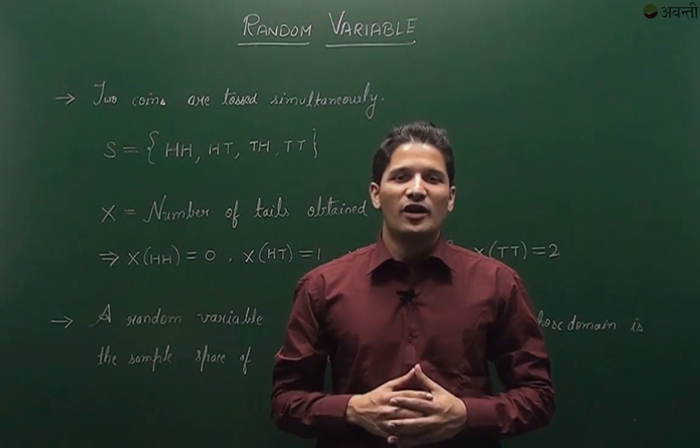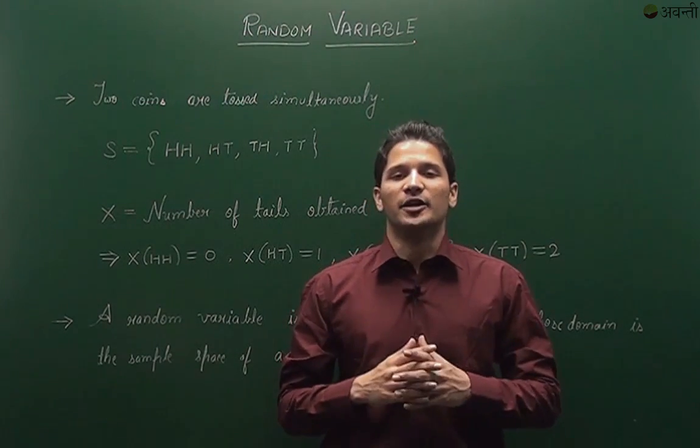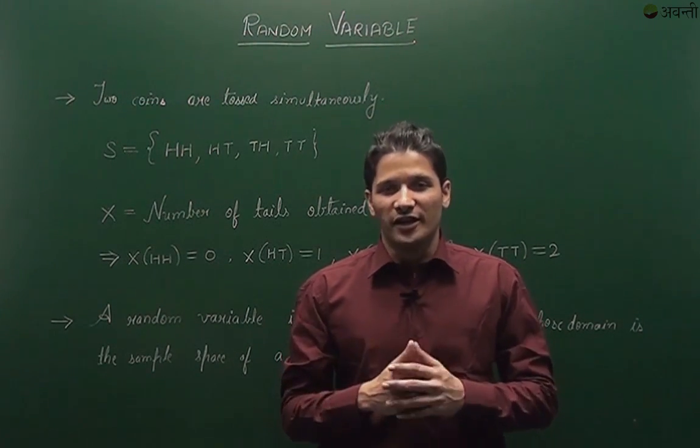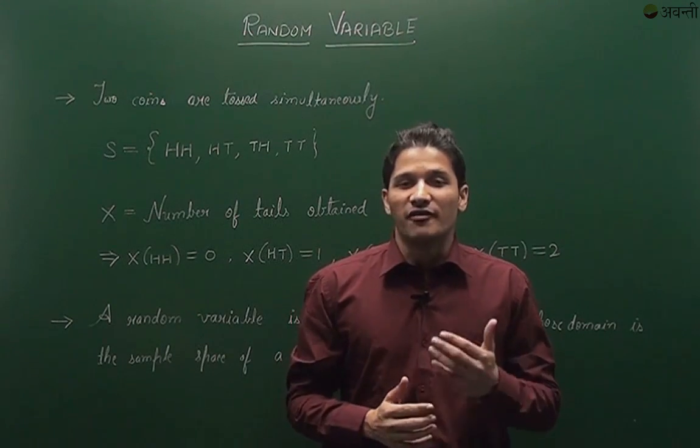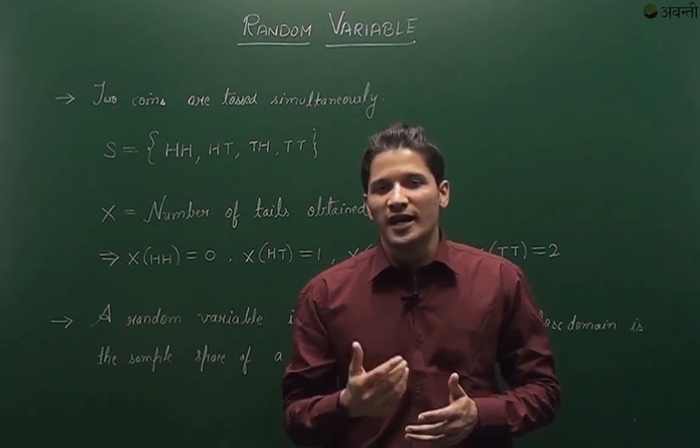Hello. Today we are going to start a new topic which is probability distribution and random variable. Now, what is a random variable? A random variable is a way of representing each outcome of a sample space or of an experiment.